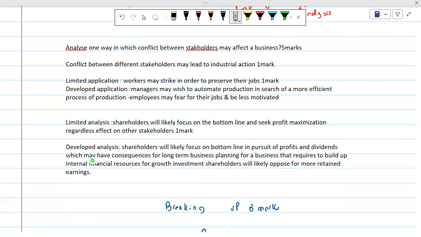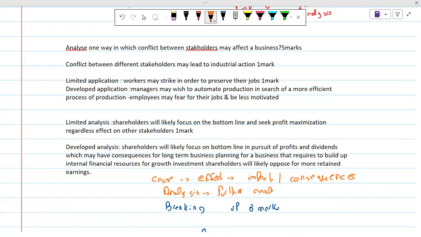So what is developed analysis? As you can see, I made a change in the analysis, and you basically have to make three things: cause, effect, and impact, or you can say the consequences, or we can say further analysis.